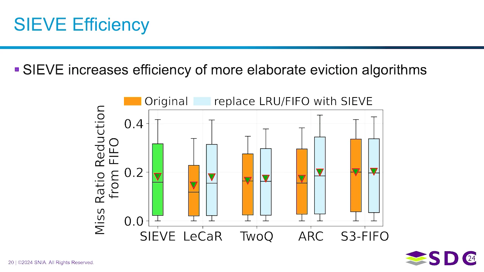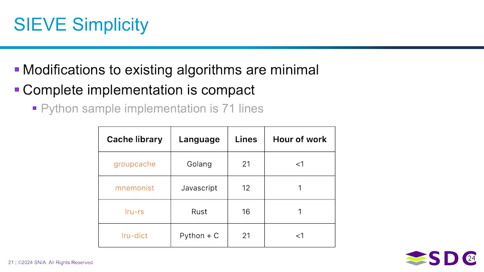It's also incredibly compact. This was added to a handful of existing libraries that are out there, and you can see in every case, it ended up being less than 20 lines of additional code. And if you go to the resources I point you at on the next page, you can see that the entire algorithm itself, including the ability to print what's in the cache, is 71 lines of Python.